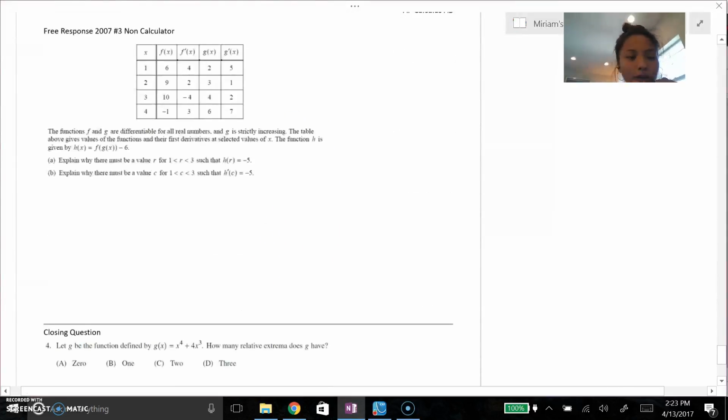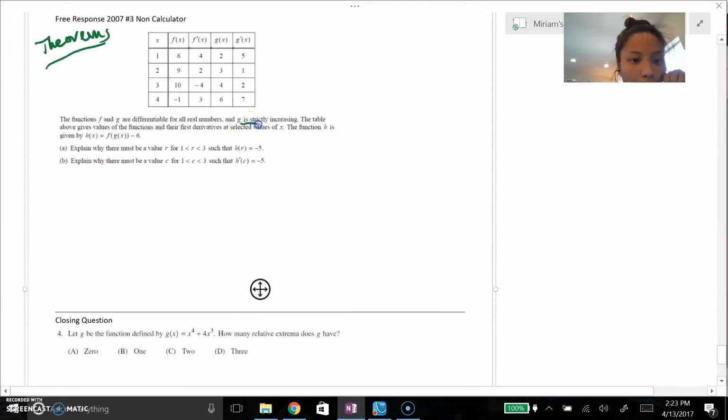Last one. Okay, this one uses the theorems. I just want to give you a preview. I have a table. You have x values 1, 2, 3, 4. You have f of x, f prime of x, g of x, and g prime of x. It says the functions f and g are differentiable for all numbers. G is strictly increasing, meaning g is always going up. The table above gives values of the functions and their first derivatives at selected values of x. The function h is given by h of x equals f of g of x minus 6.